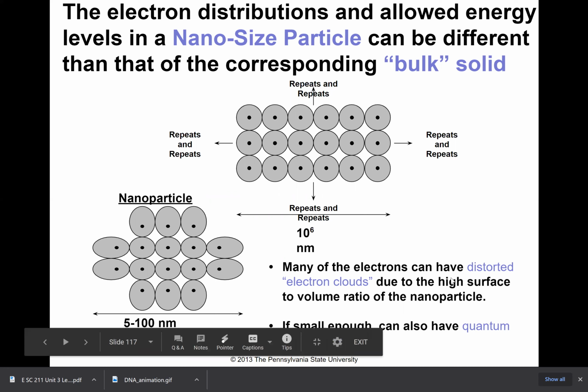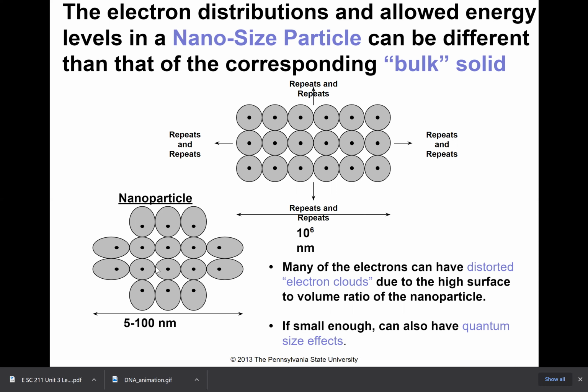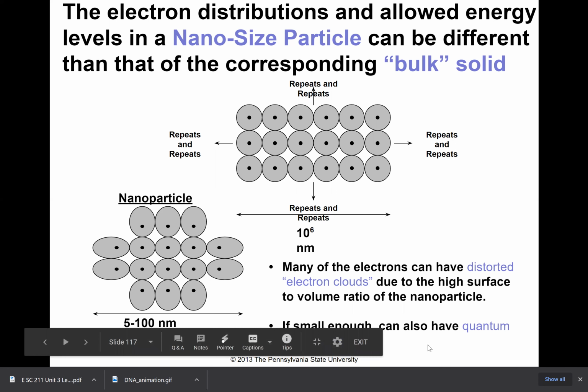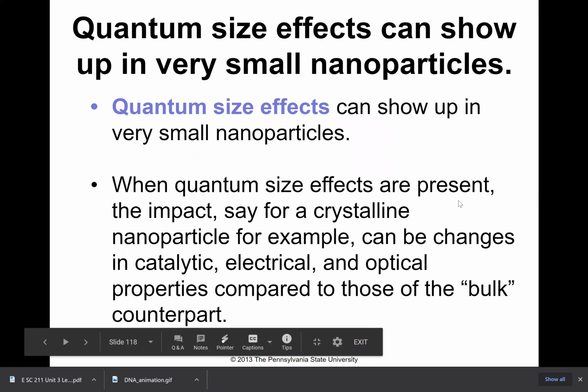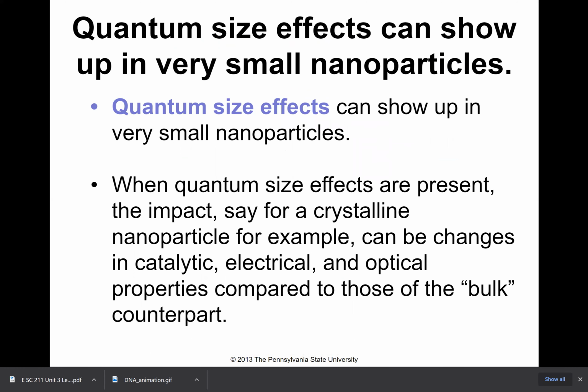Many of the electrons can have distorted electron clouds due to the high surface to volume ratio of the nanoparticle. So on the surface, these electron clouds might be influenced by something else. In this case, like half of your electrons have this weird shape compared to the inner atoms, whereas in the bulk, they all basically look the same. If small enough, you can also have quantum effects. Quantum size effects can show up in very small nanoparticles.